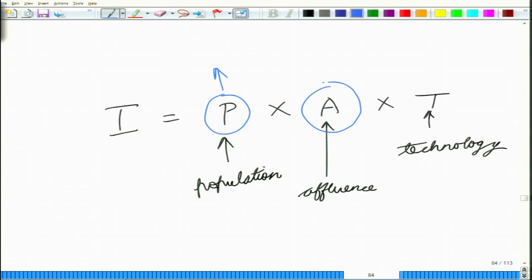Affluence tells you how much material is available to you per person, or how much purchasing power you have. Suppose you have $1,000 with you, but there is nothing in the market that is available. Then that $1,000 does not make any sense. So, affluence has to be matched by the production of things.